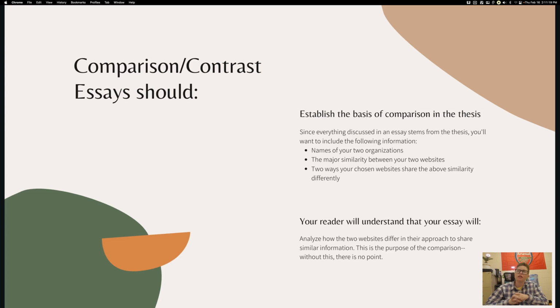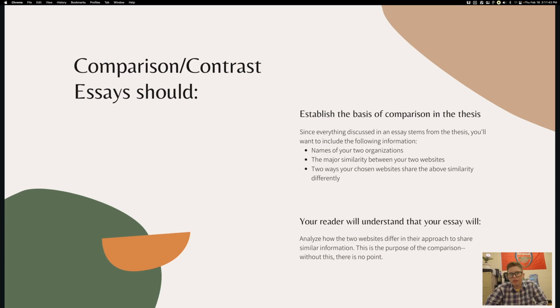And this will be clear as we continue to talk about it and you see the sample, things like that, okay? Now, your reader will understand, based on your thesis, that your essay is going to analyze how the two websites differ in their approach to sharing similar information. Okay, this is the purpose of comparison contrast. There is no point if you don't have a final purpose, right? This reason that we're comparing.